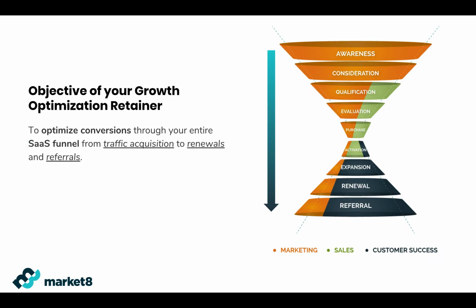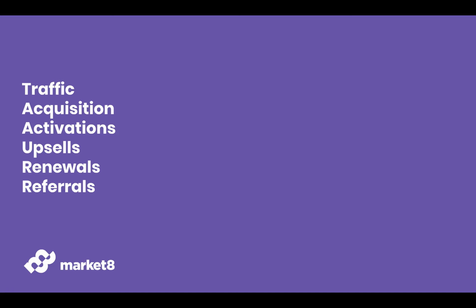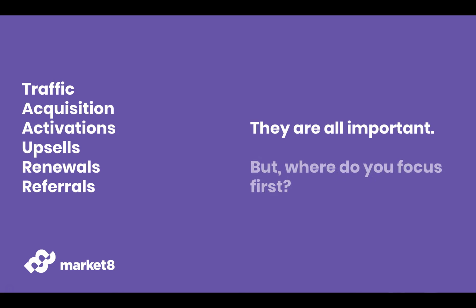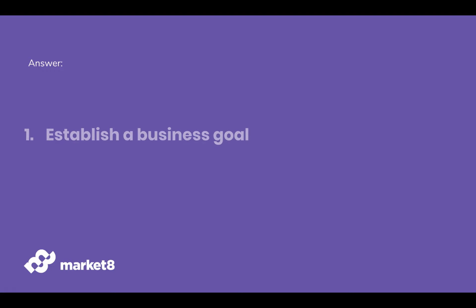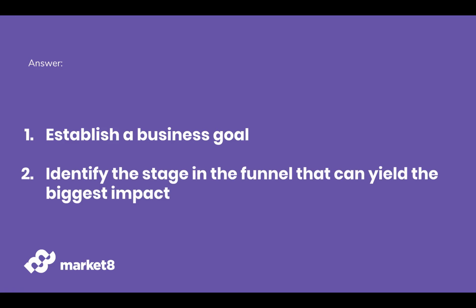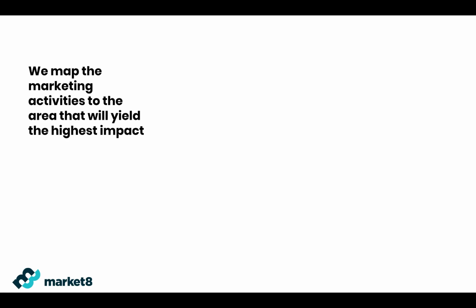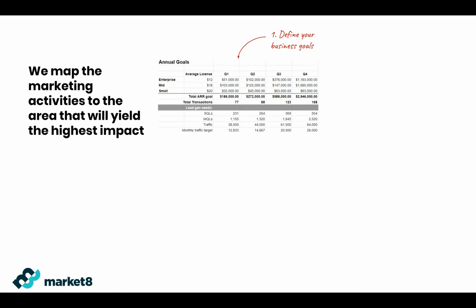So the objective of the growth optimization retainer is really that we're focused on improving conversions throughout the funnel, from acquisition all the way to activations and renewals and referrals. And the point is, all of these things are very important, right? The key thing is, how do you know where to focus first to have the highest impact on the company? The answer is that first we need to establish a business goal. And second, we need to identify the stage in the funnel that can yield the biggest impact. So the way to do this is that we map the marketing activities that we're going to do to the area of the funnel that will have the highest impact.